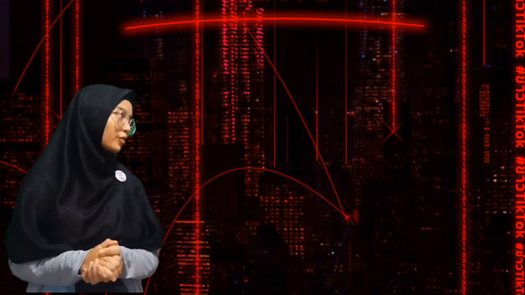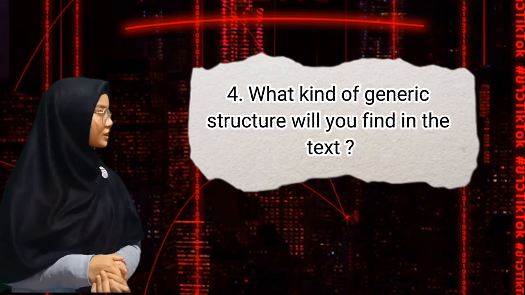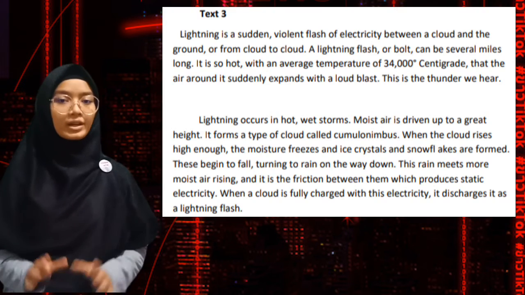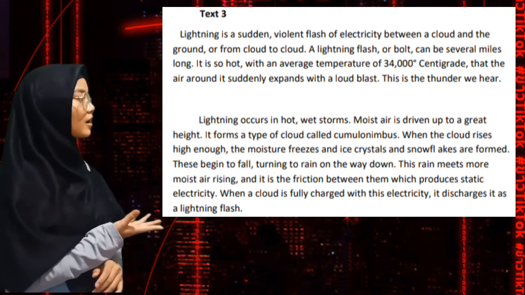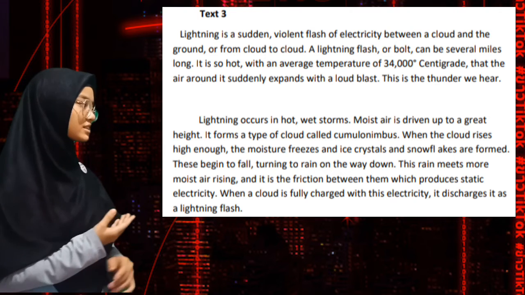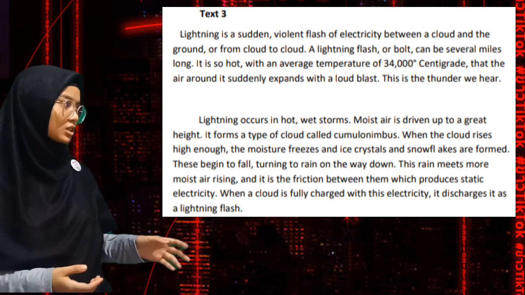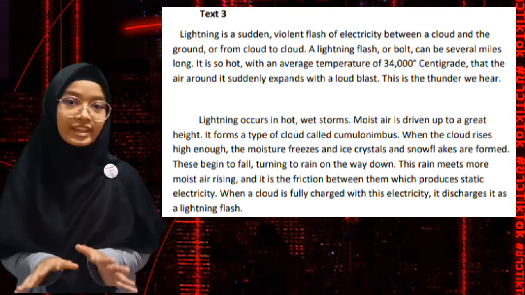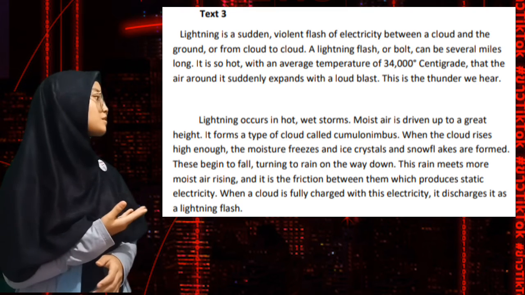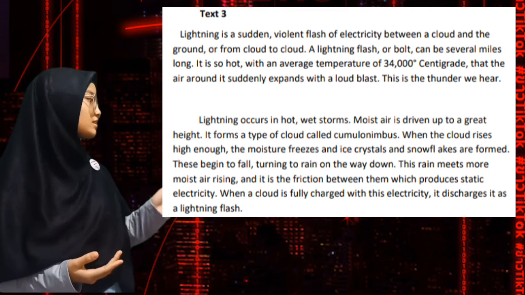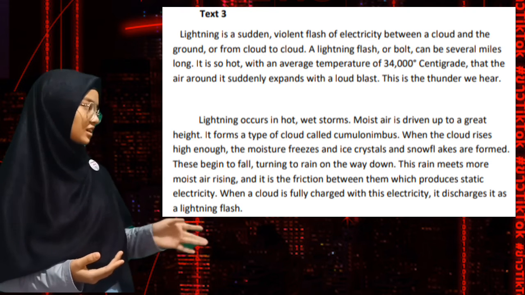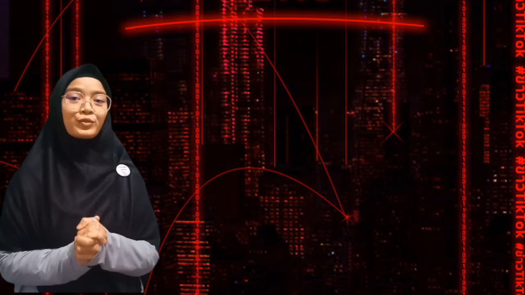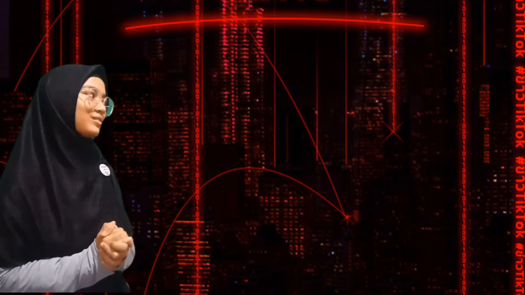Okay, let's move to the fourth question. What kind of generic structure do you find in the text? By skimming, we know that the first paragraph is the part that provides a general statement regarding lightning. So we know that this is the general classification. Then the main idea of the second paragraph is the part that tells about the detailed description of the object under discussion. So we know this is the description.